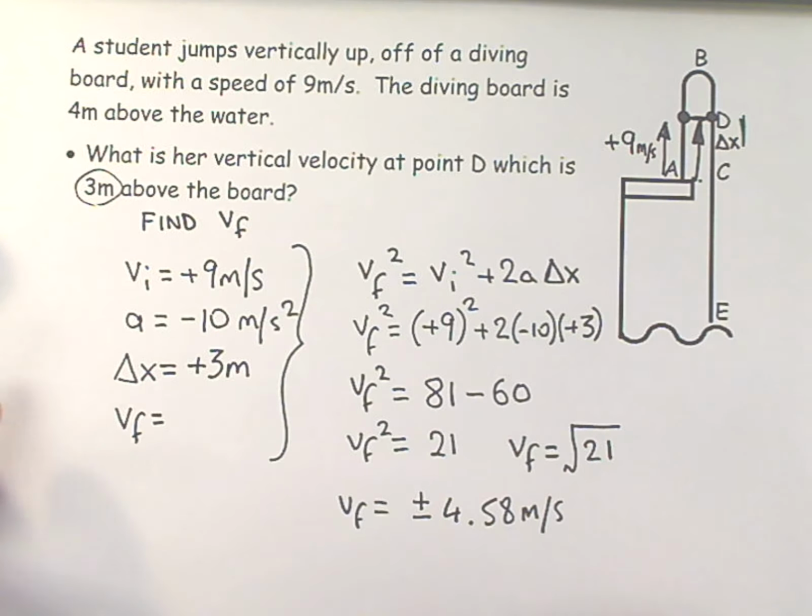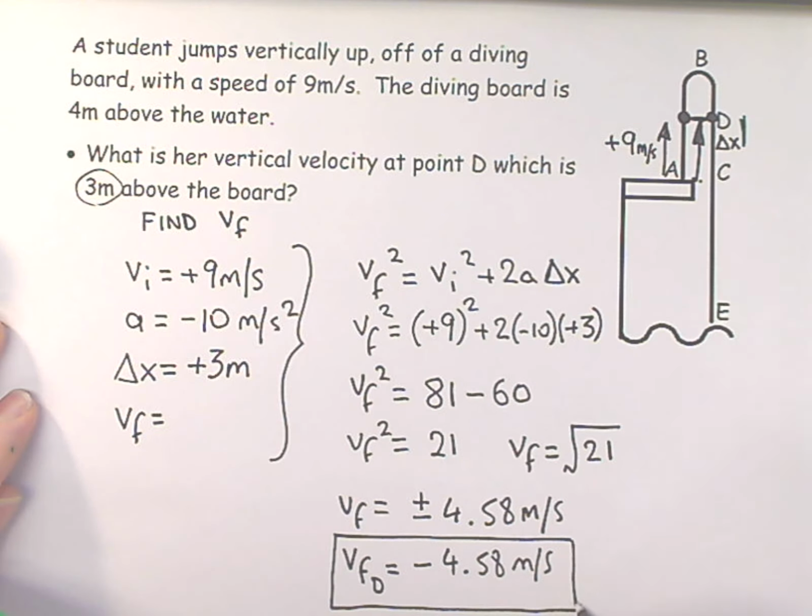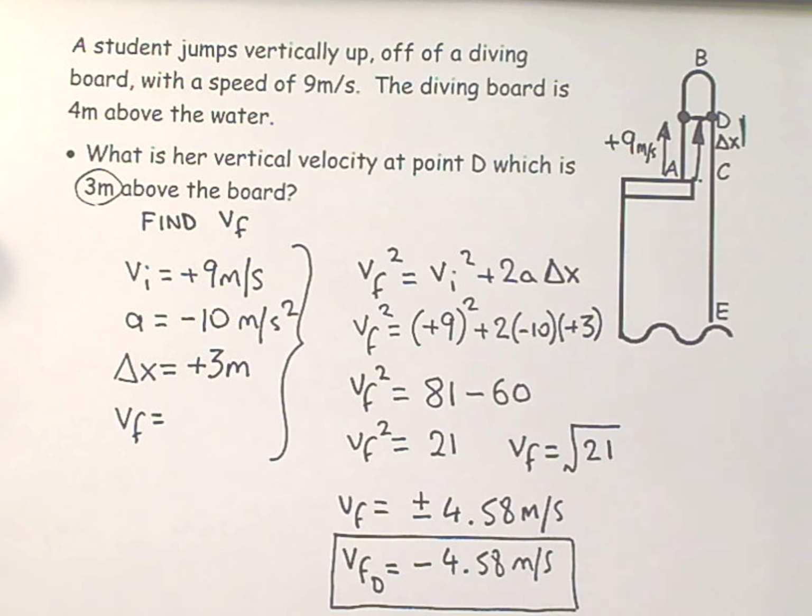So I think it's fair to say that VF at D is equal to minus 4.58 meters per second, because by inspection from my diagram, point D is on the downwards track. It's not on this side, it's on that side. So it is fair to recognize that VF at D is going to be minus 4.58 meters per second rather than plus 4.58 meters per second. So a number of skills there, some of them answered by conceptual reasoning, some of them answered by using equations.